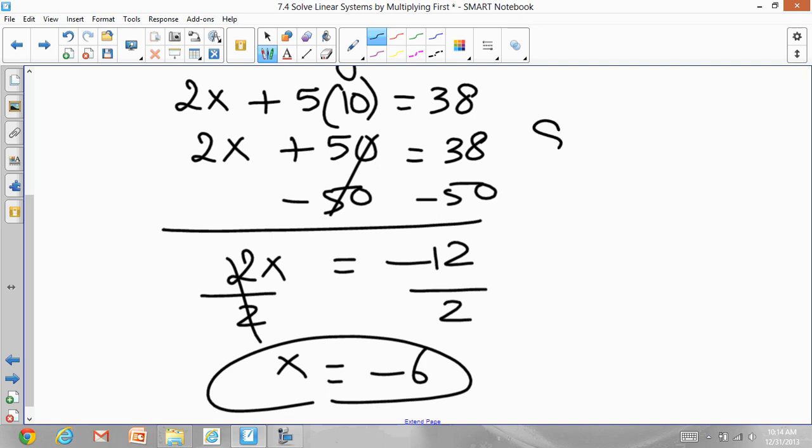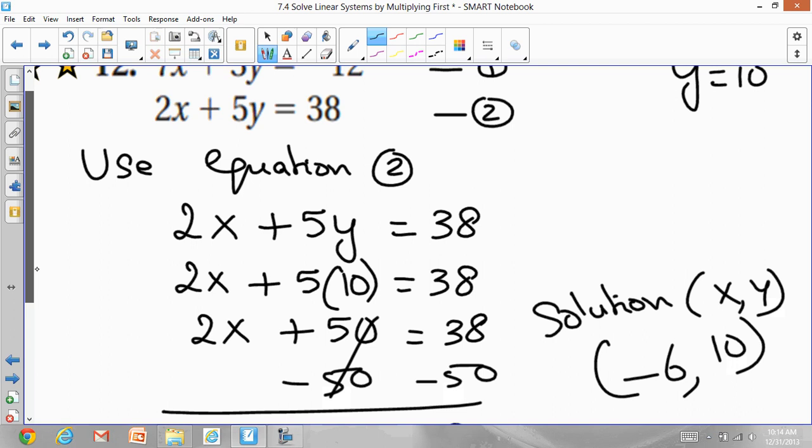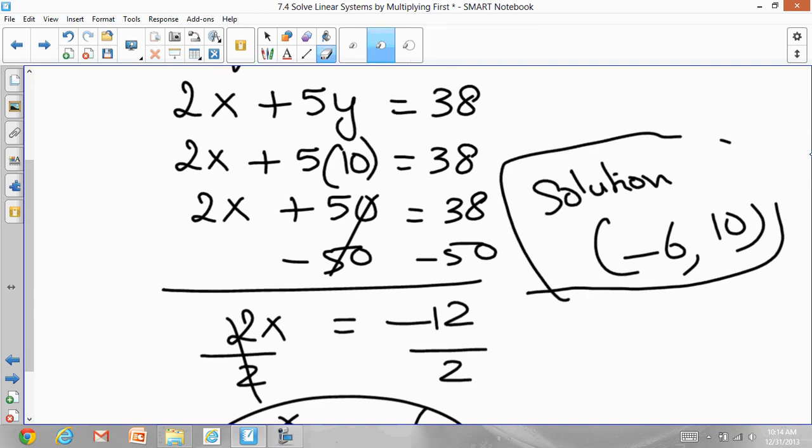So the solution always looks like x comma y, which is an ordered pair. So my x value is negative 6 and my y value is 10. And this is the answer. So my solution is negative 6, 10, and the domain is negative 6, the range is 10.